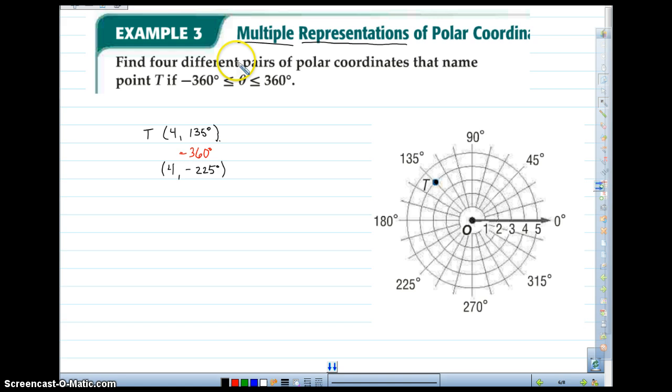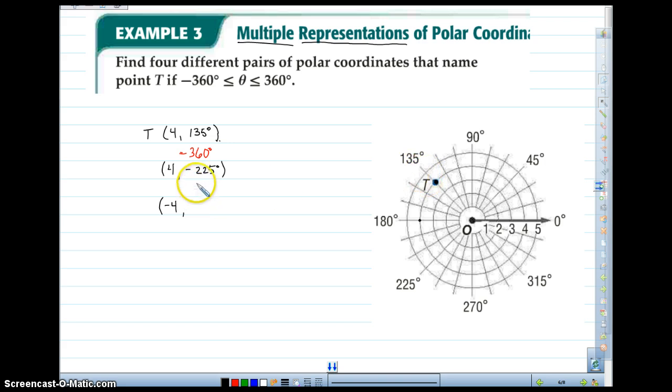The other two pairs of polar coordinates that we're going to find, we're going to have to take the radius and start it on the opposite side. So we're going to start at -4 on the negative side of my radial axis, and then rotate accordingly. So I'm technically starting here. Now if you have the graph, you can just count backwards and see, okay, if I go clockwise 45 degrees, that would put me at T.